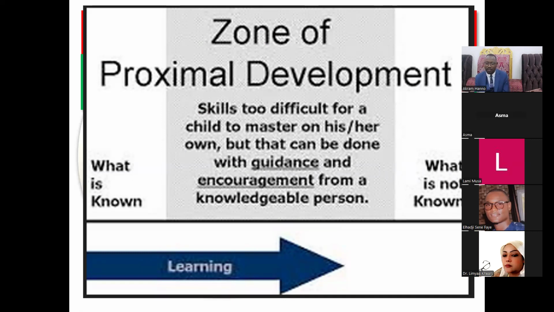This is what he calls it: what's not known and what's known. So here, what's known, what's not known. There's something in between. This in between is called ZPD, zone of proximal development.